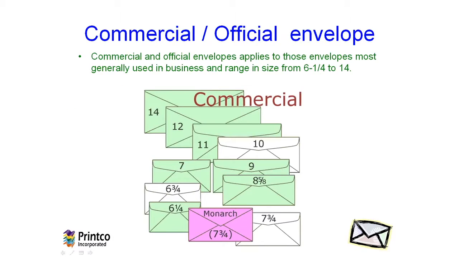Commercial and official envelopes apply to those envelopes most generally used in business and range in sizes from 6 1/4 to 14. They are normally produced from a variety of paper grades ranging from white wove and brown kraft commodity to many proprietary grades of premium writing and text paper. These styles are suitable for a host of business and personal correspondence purposes.